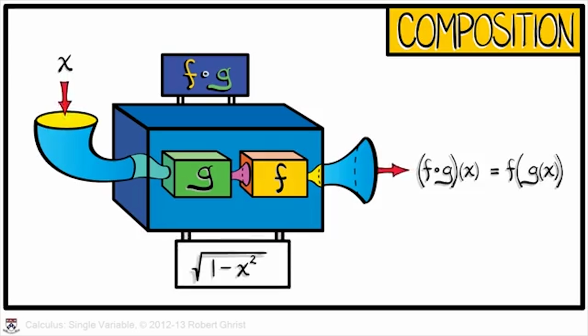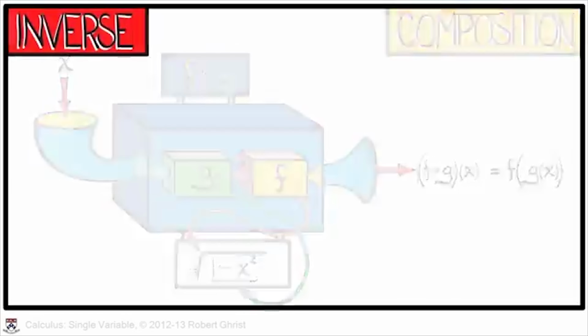For example, if one considers the function square root of 1 minus x squared, how can one decompose this into the composition of f and g? Well, f, in this case, would be the function that is on the outside, or that is done last. This is the square root function. G, that which comes first, is what is on the inside of the square root function, namely g of x equals 1 minus x squared.